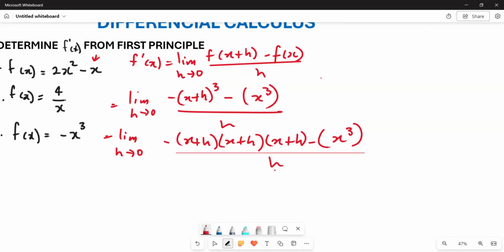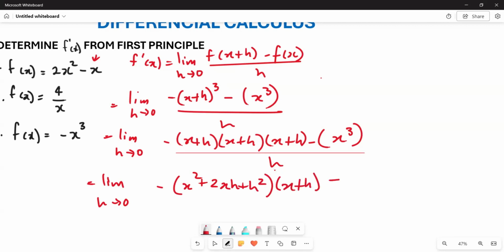Altogether. Now, what else are you going to do? Then you're going to multiply here, right? Let's start multiplying the first two brackets. So this is the same as your limit as h approaches 0. This is going to be your negative into x multiplied by x, which is your x squared. X multiplied by h is going to be xh, and x multiplied by h again, which means this is going to be 2xh plus h squared, multiplied by x plus h. This is going to subtract x cubed over what?